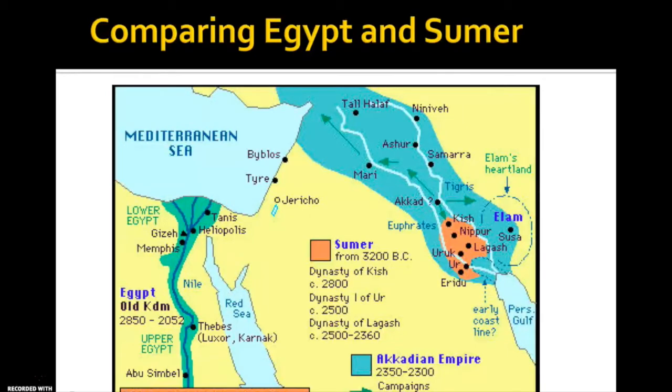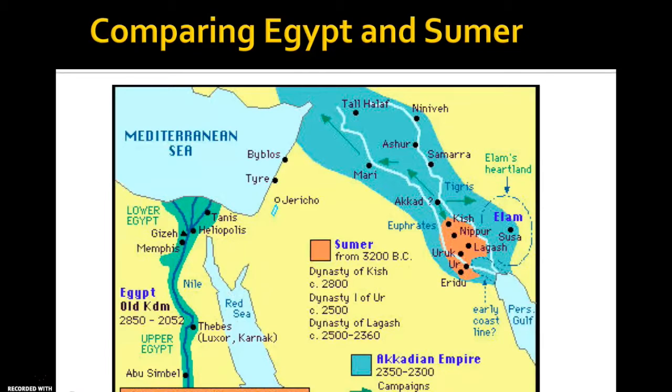Last class we discussed the Neolithic Revolution and the shift of the human species from a hunter-gatherer nomadic group to a sedentary group, that is, an agrarian farmer civilization. Today we are looking at two ancient civilizations, Egypt and Sumer.